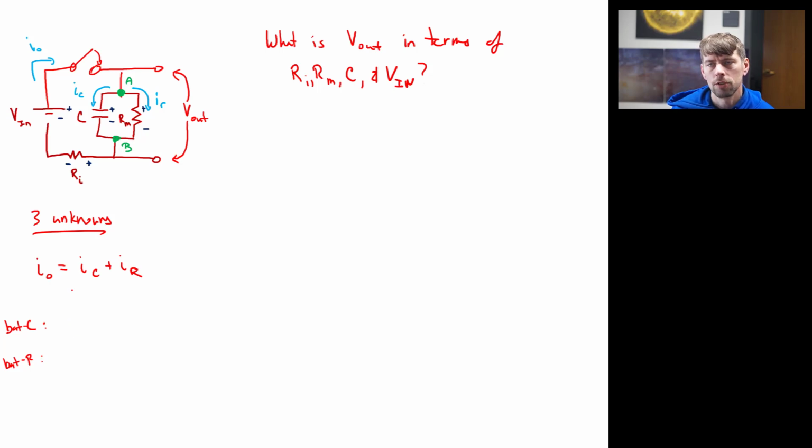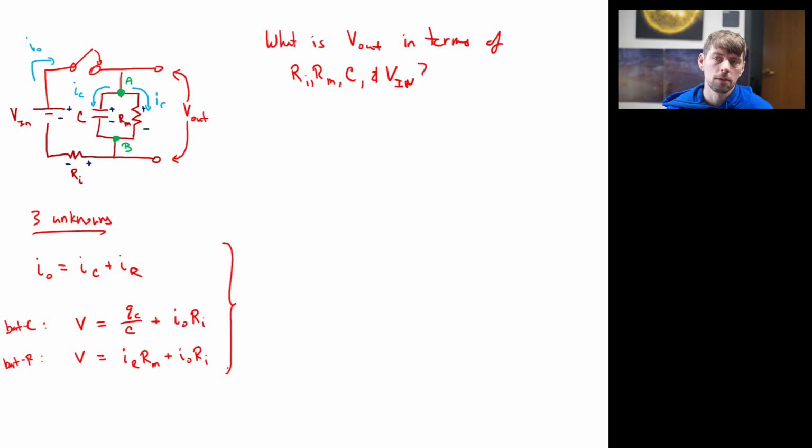Rock and roll. So starting at the battery, we get a battery as the jump, and then I go across the capacitor, which serves as a drop. And then, of course, I go through this bottom resistor. So I get I naught Ri. Similarly, for the battery resistor loop, I get IR Rm plus I naught Ri. And now we have our three equations, our system of equations that we'll need to sit down and solve.